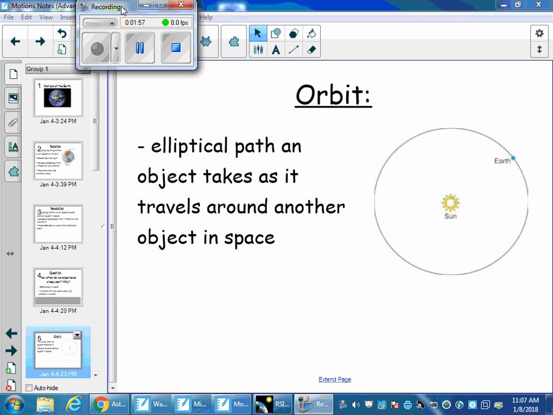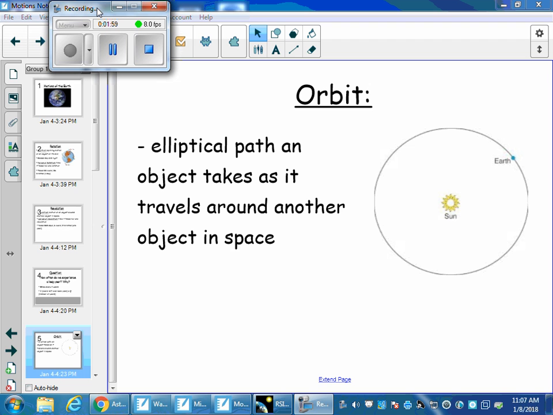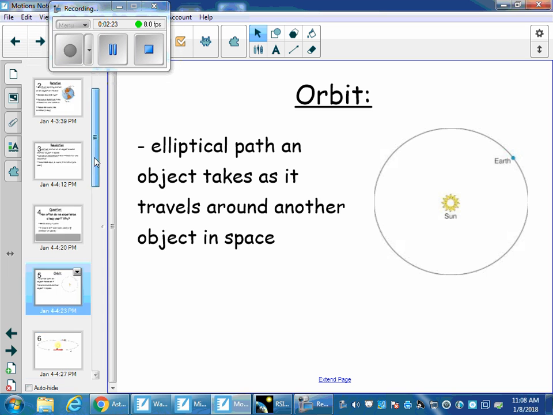Another thing that we need to talk about here is what is called orbit. Orbit is the elliptical path an object takes as it travels around another object in space. Elliptical just means like an oval. Okay, so orbits are not perfectly circular. They are slightly, or to varying degrees, more oval shaped. And it is often shown by an arc here, or this line, showing the path that something takes. Okay, that is an orbit.